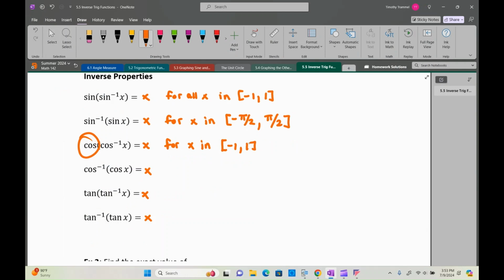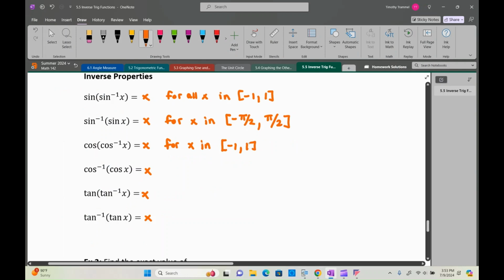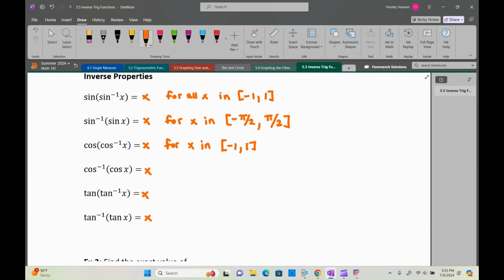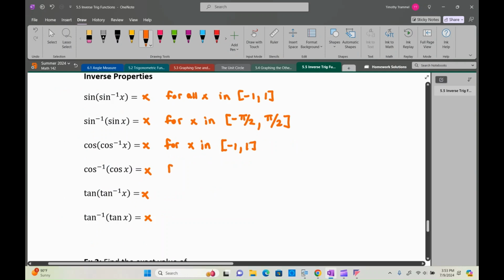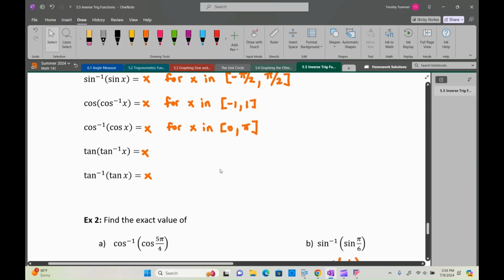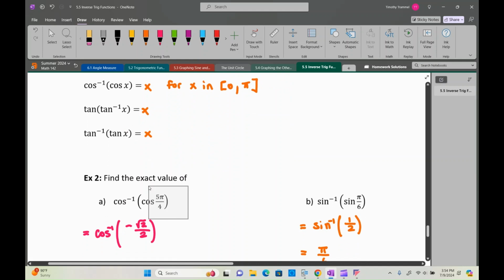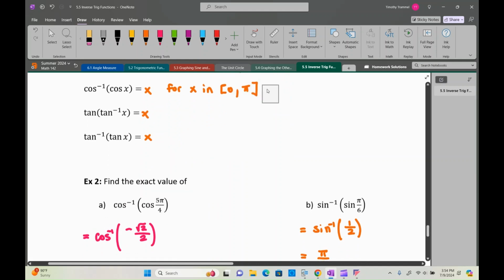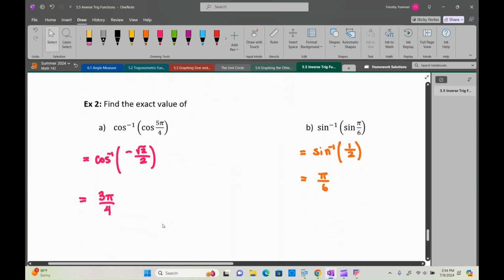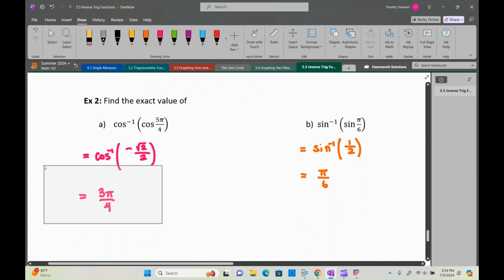For this next set, this is again the problematic one where it may not work as you expect. As long as we're in that restricted domain that we've been thinking about, which is from 0 to pi, everything's okay. Outside of that, you'll get a different value. So for instance, 5 pi over 4 is bigger than pi, and that's why this didn't give us 5 pi over 4 back.